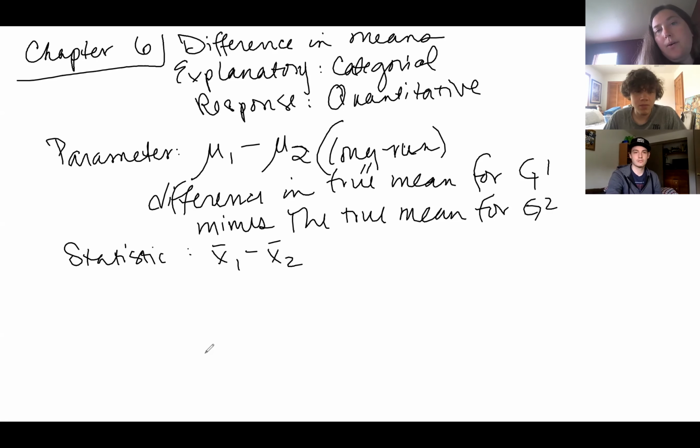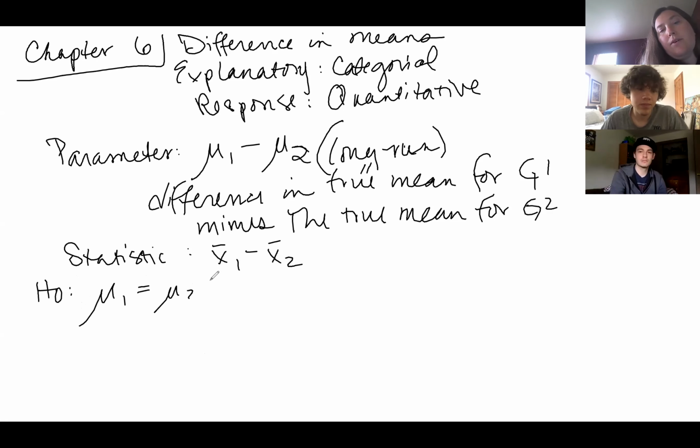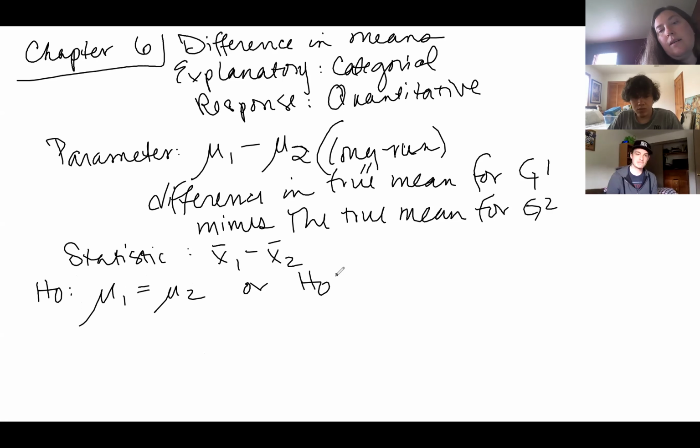All right, so when we look at a simulation test, we're simulating the null based on the assumption that the null is true. So our null for a difference in means, we're going to assume that those true means are equal, or we could also say the difference in two means is equal to 0.